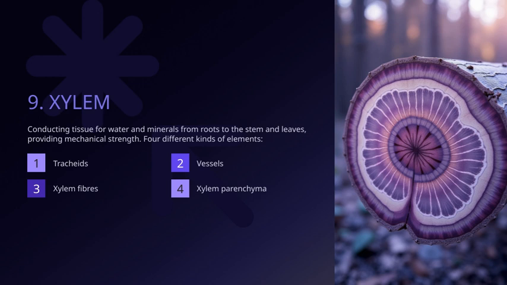Then we have tracheids, which are also conducting cells found mainly in conifers and other gymnosperms, helping in water conduction and support. Altogether, these four types of elements, parenchyma, vessels, fibers, and tracheids, work together to ensure the xylem performs its vital role. This tissue not only transports water and minerals from the roots to the stem and leaves, but also reinforces the plant's structure, making it resilient. Understanding these components helps us appreciate how plants maintain their hydration and stability.